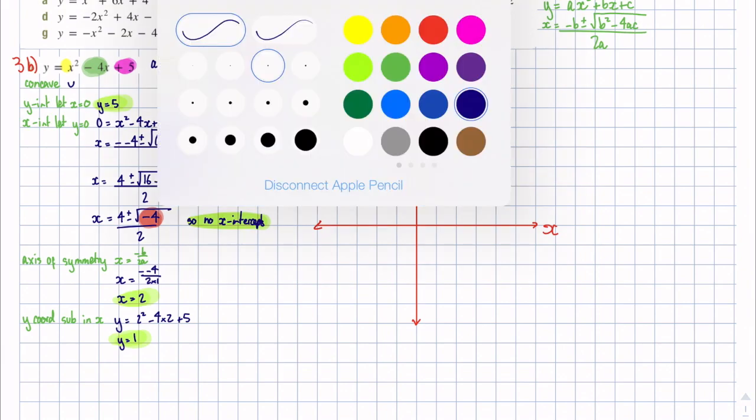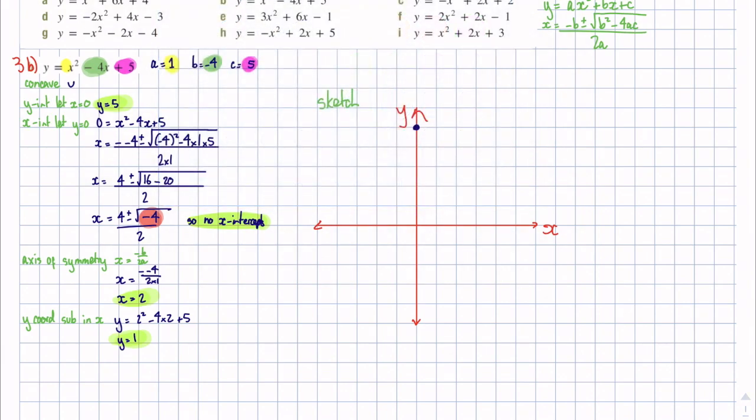We don't have any x-intercepts. I'm going to mark on my axis of symmetry, which is x equals 2. And my y-coordinate, which is y equals 1. So I can see that I've got a smiley face happening here. So it's going to go through the y-intercept and it's going to be symmetrical. These get worse. I'm just going to go with that. They're getting worse every time I draw them.